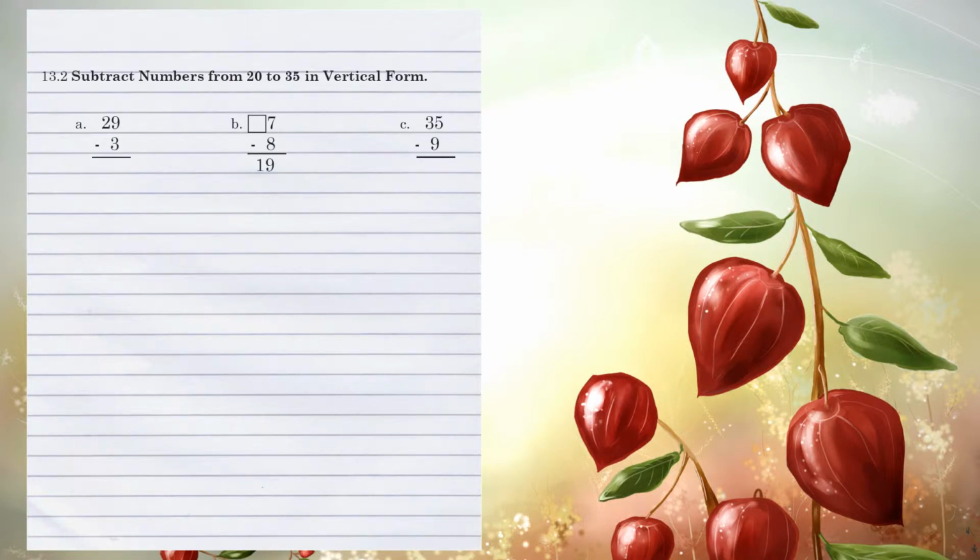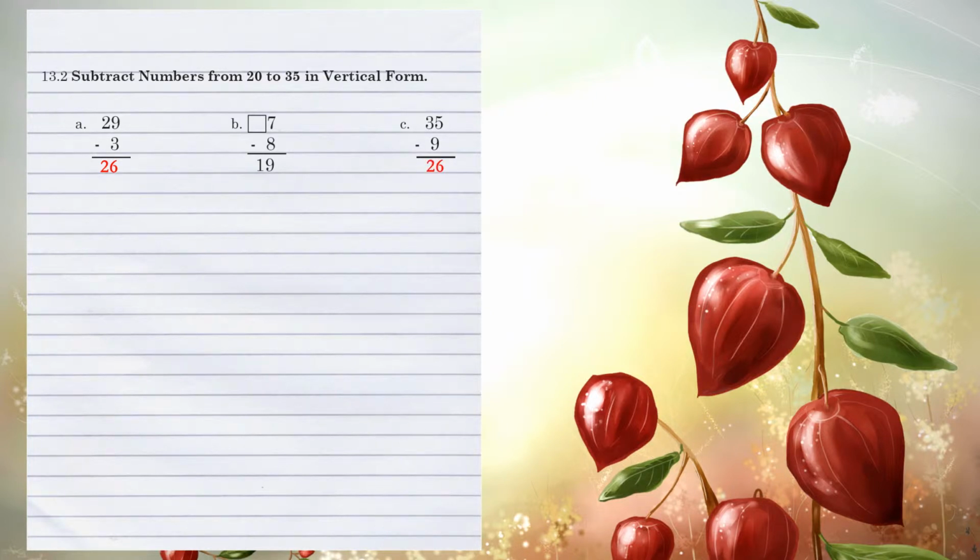Unit 13.2. Subtract numbers from 20 to 35 in vertical form. Example A, 29 minus 3. We start off in the ones column. 9 minus 3 is 6. There's nothing to subtract from the 2, so it just comes down for an answer of 26.